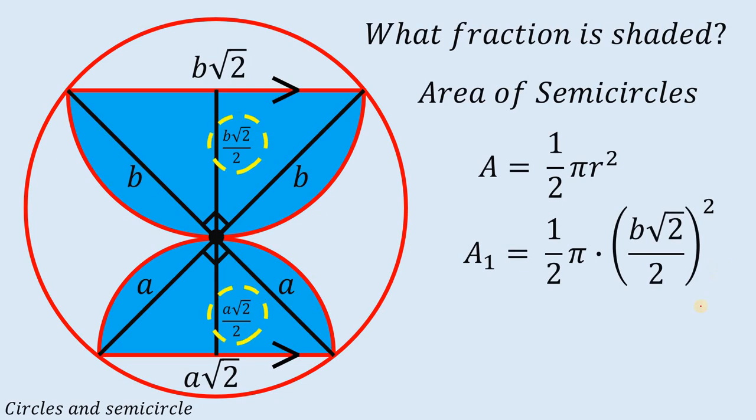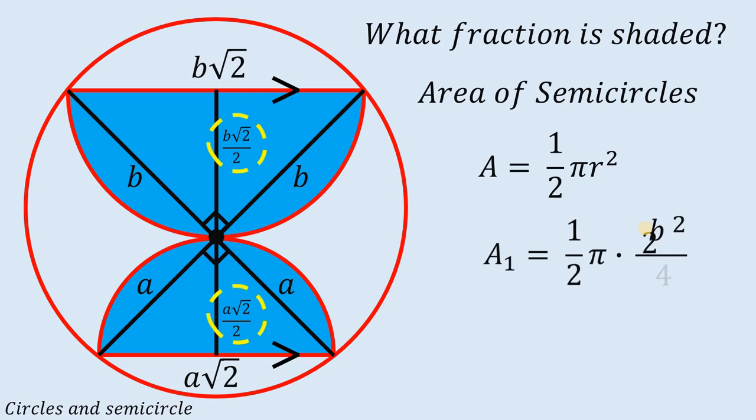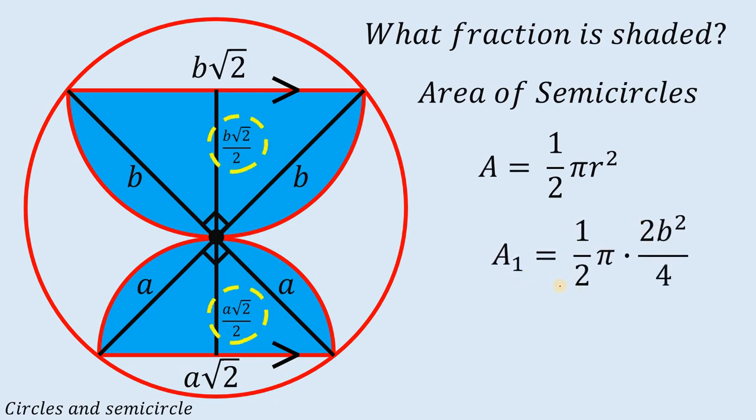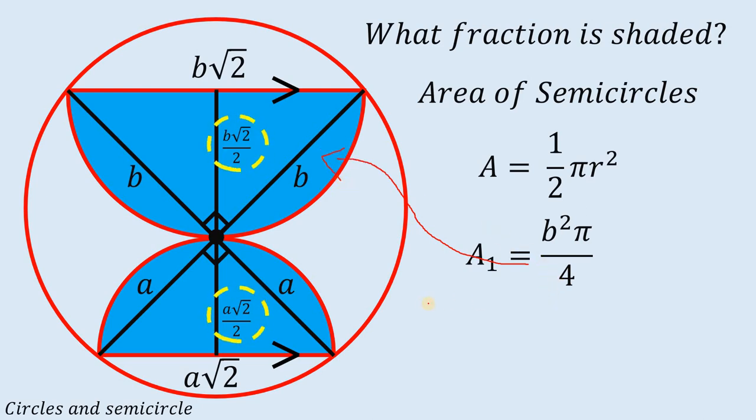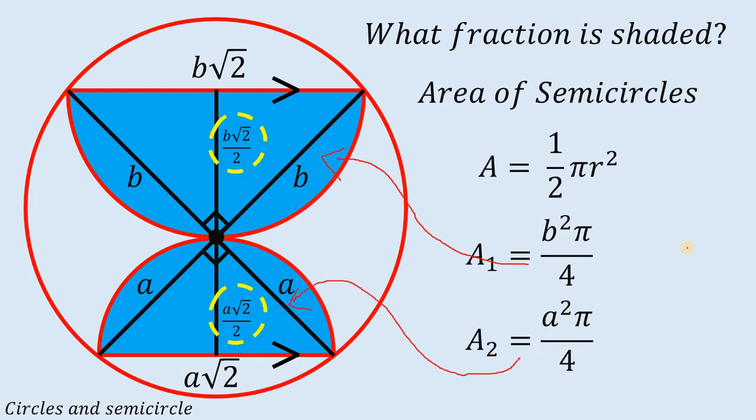Now let's simplify. B times square root of 2 divided by 2, quantity squared. If we square this, we get 2B squared over 4. Now, also notice that we can cancel out 2 on the numerator and 2 on the denominator. So, this will give us a value of B squared multiplied by pi divided by 4. This is the area of the large semicircle. Now, using the same method, we can find the area of the small semicircle and it looks something like this. We have A squared pi divided by 4. This is the area of the small semicircle.